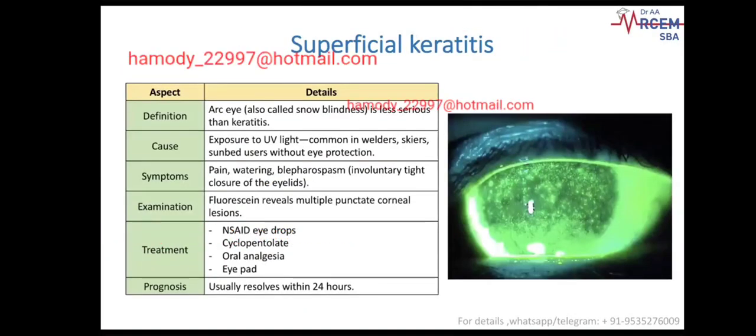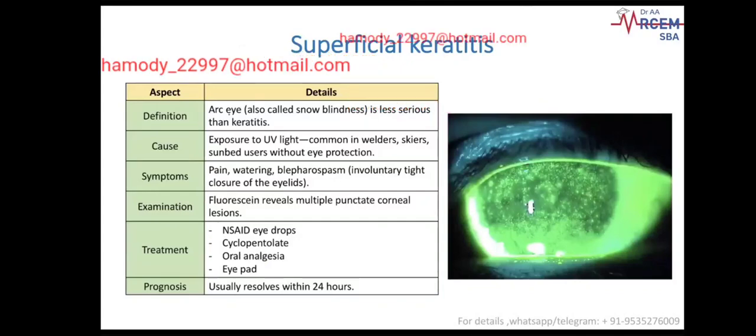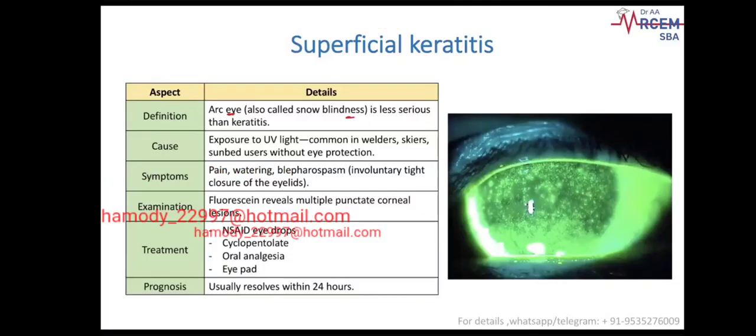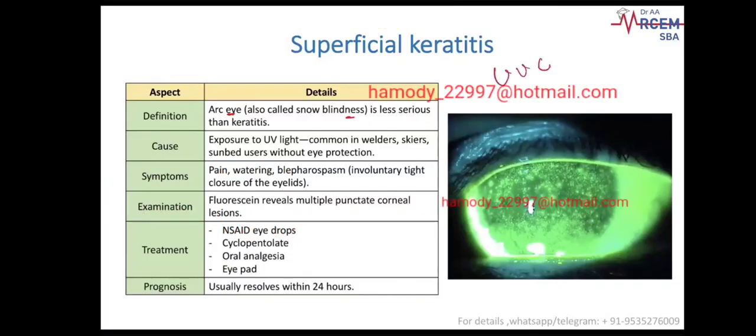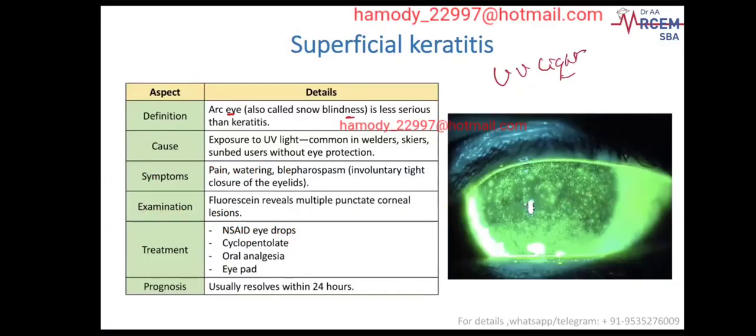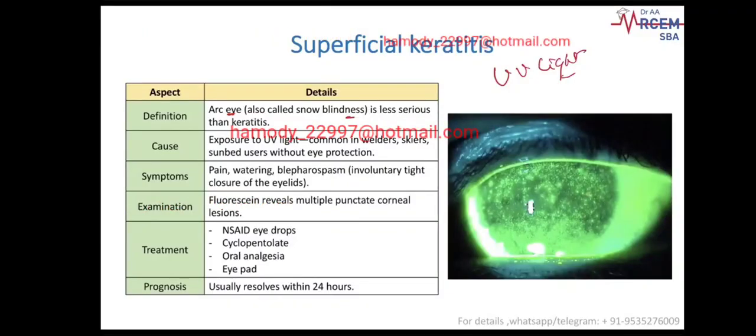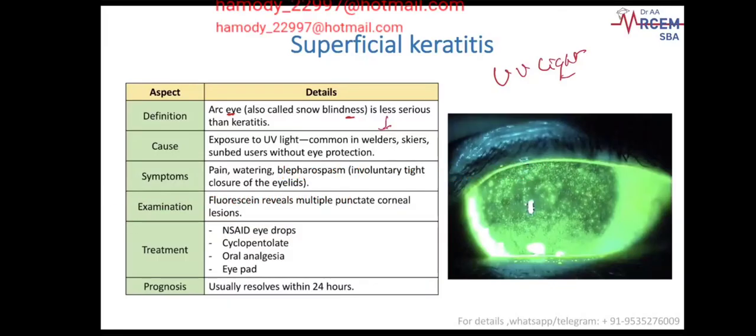Superficial keratitis is also known as arc eye. It is also known as snow blindness. This usually happens whenever there is an exposure to UV light. It is commonly seen in whom? Those who go a lot to the beach side and do not wear sunglasses, or it is seen in welders, okay, who are not wearing their eye protection. It is commonly seen in these persons.